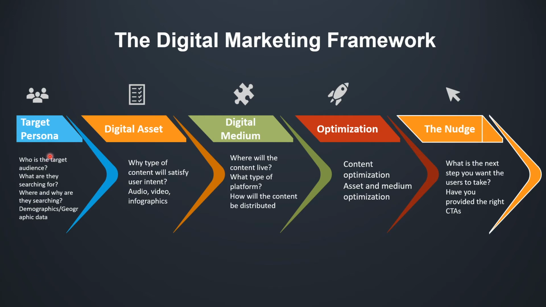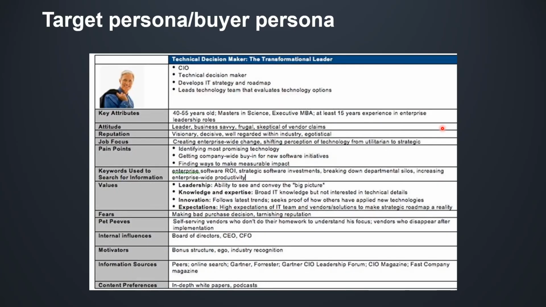So it starts with the target persona, then identify the digital asset, publish that content on the right digital medium, optimize that piece of content, and then give the nudge so that users can take an action. Now, I'm going to give you an example of a target persona, and there are a bunch of tools out there. HubSpot has a persona maker or something like that, which will basically ask you a bunch of questions and it will spit out a nice visual table of your buyer persona.